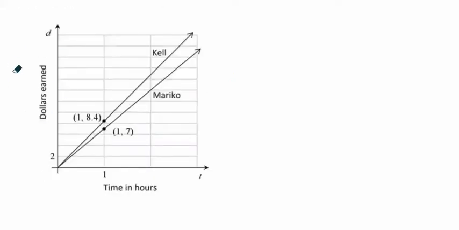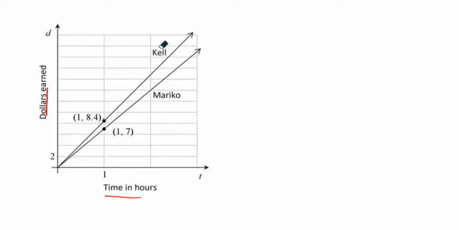So let's look at another one here. You always want to look at the axis first. So this is comparing hours and dollars earned. Okay, so we're looking at two different people, Marco and Kel. You always want to look at 1 first. Do they give you the constant? So in 1 hour, Marco makes $7. In 1 hour, Kel makes $8.40.